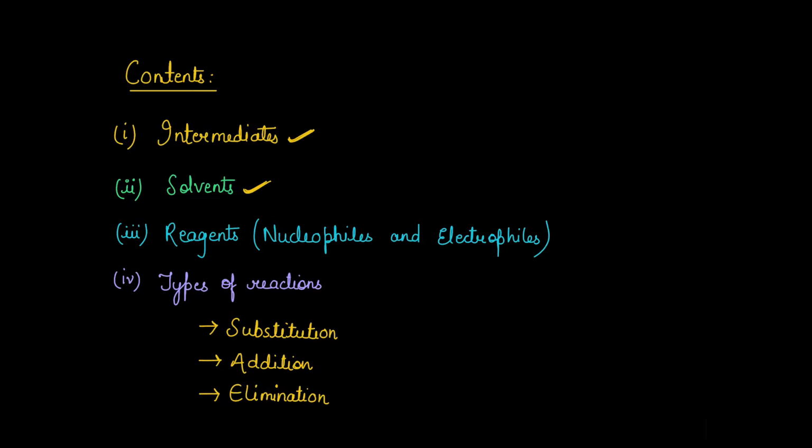Then we'll look into the types of reactions. Generally speaking, there are only three types of reactions, that is substitution, addition, and elimination. In substitution, we have nucleophilic substitution: SN1, SN2, SNi. Then there is electrophilic substitution of aromatic compounds, where an electrophile is getting substituted. Then if we move towards addition, we find nucleophilic addition to carbonyl compounds, electrophilic addition to unsaturated compounds, that is alkenes and alkynes. And if we move into elimination, we find the elimination of alkyl halides, elimination of water.